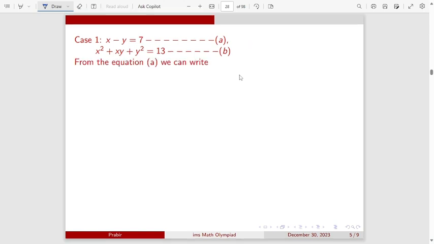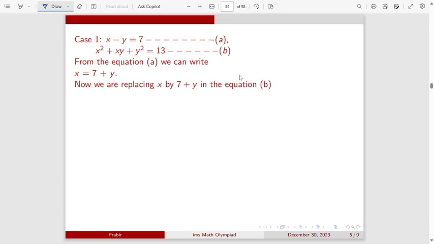Now from equation A we can write x equals y plus 7. Why? Well, we need to solve for x. Here y is in subtraction. If you switch the side of y, this will become addition. So that's why x equal to 7 plus y. Now we are going to replace x by 7 plus y in this equation.